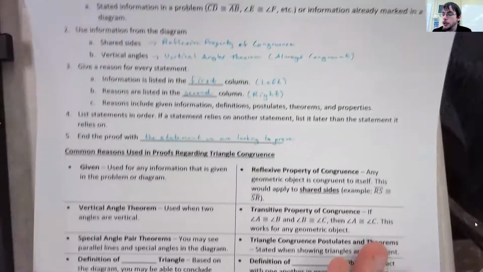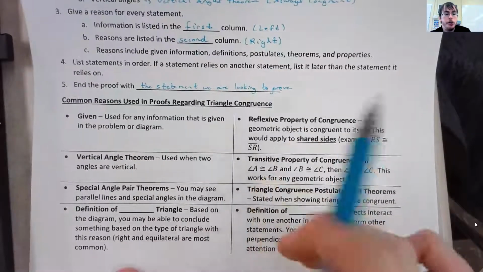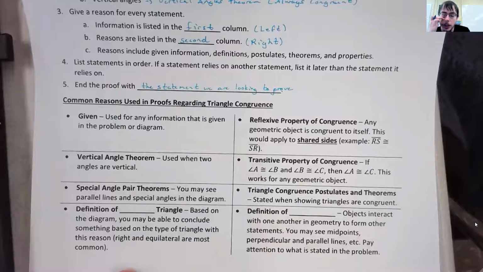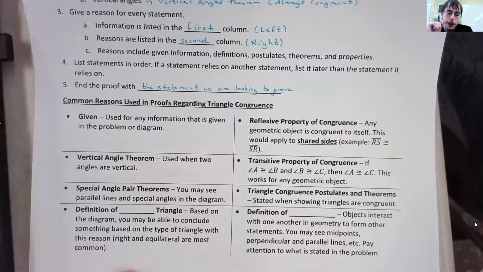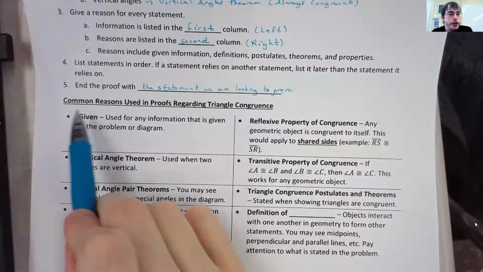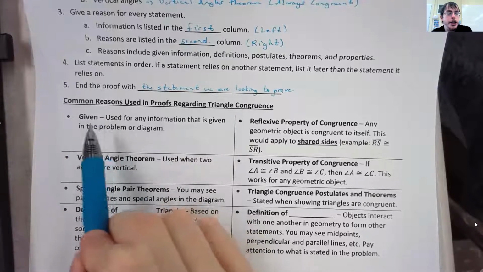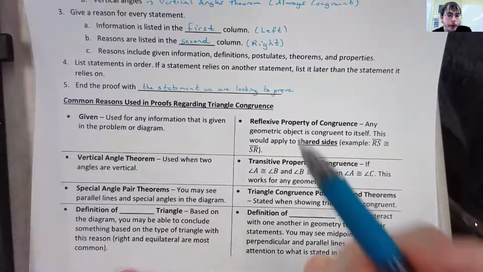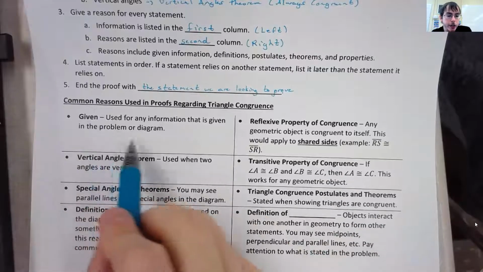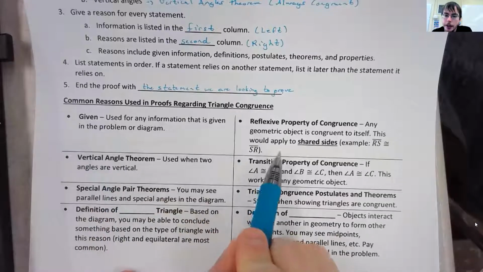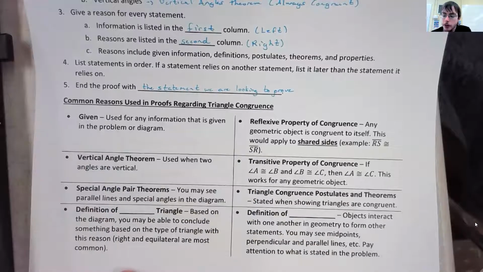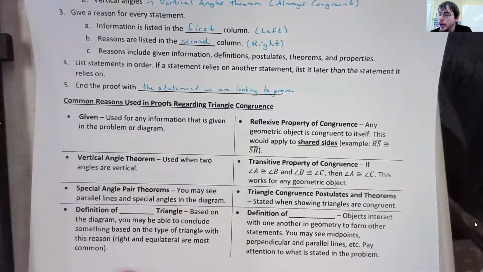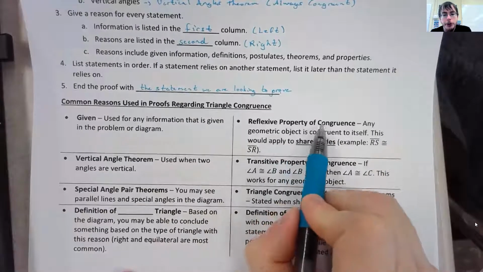So common reasons used in proofs regarding triangle congruence, and we'll talk about this as we go along in the example proofs. So given, this reason is used for any information that is given in the problem or diagram. If something is explicitly stated or marked in the diagram, you'll list out what it says, and then you'll write given in your reason. You can write either given or given in diagram or problem or whatever, as long as you have the word given there.